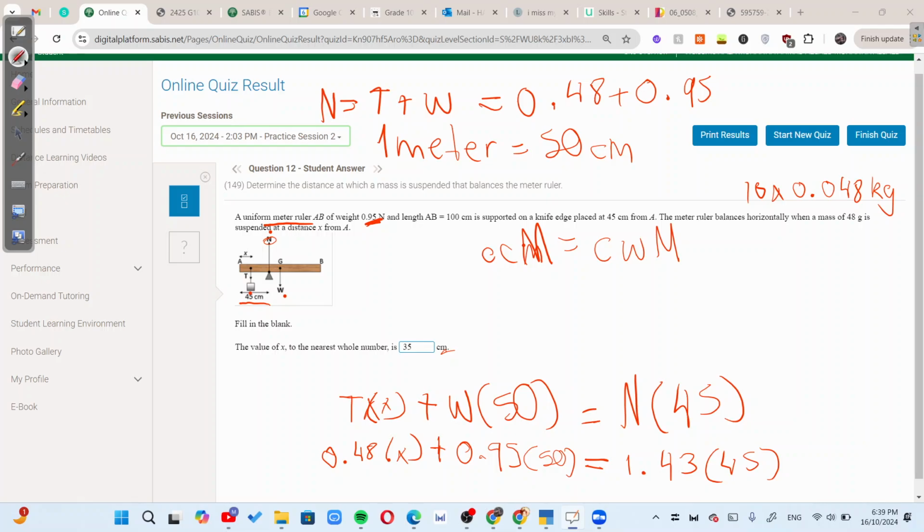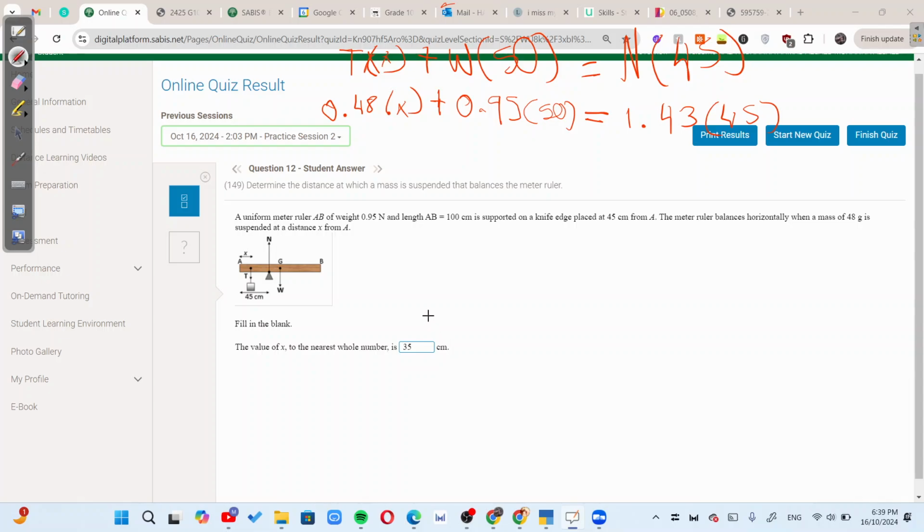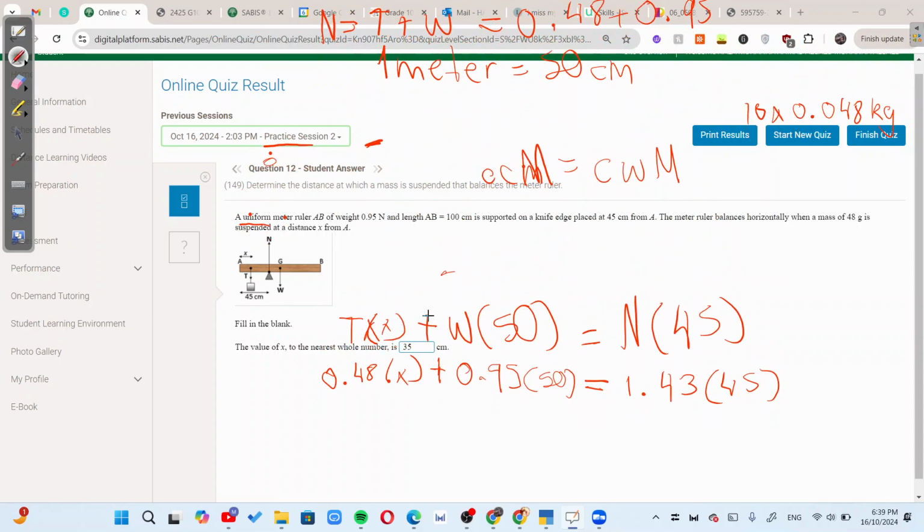Let me just, I don't know if I can move this up a bit. So yeah, I'll give myself more space. So now we're gonna solve.